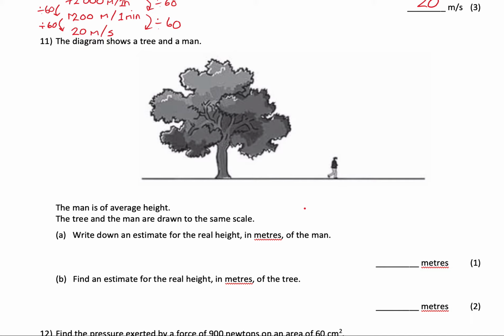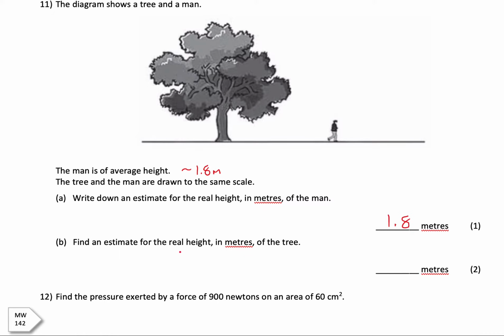Now, 2 metres is a very tall man. So the average is about 1.8. Okay, so that's a good fact to know. I'm going to use that. The tree and the man are drawn to the same scale. Write down an estimate for the real height in metres of the man. So, yeah, there we go. So 1.8. One mark for knowing that.